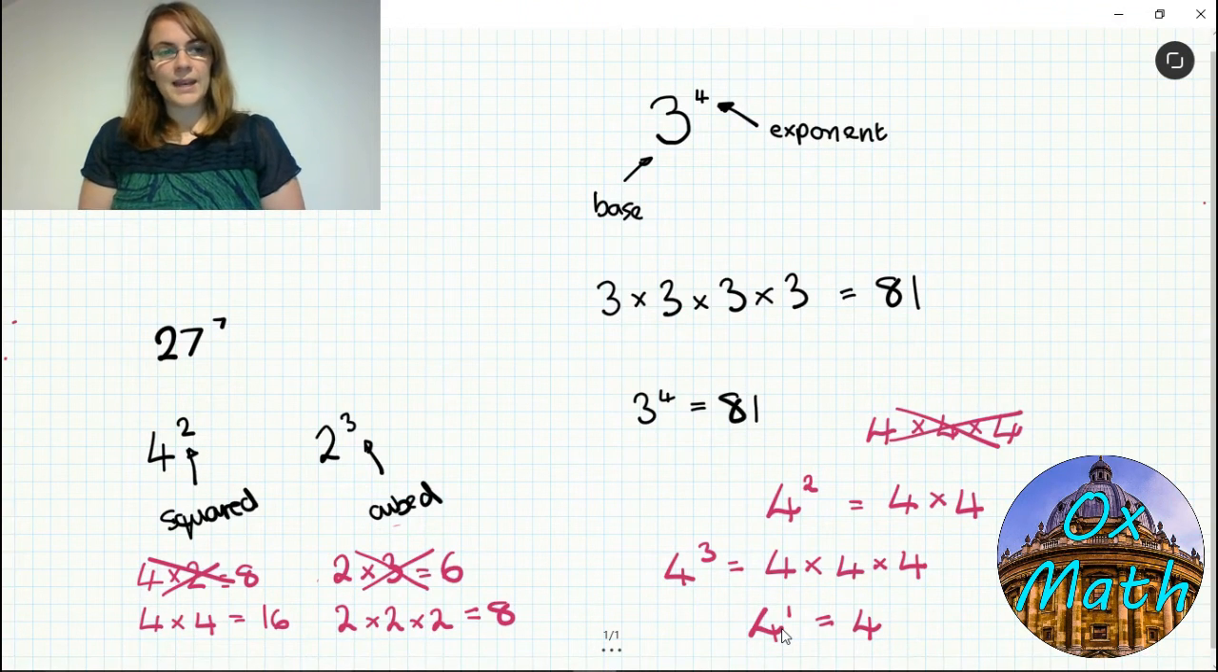So any number that does not have a power effectively has an invisible 1. Any number on its own, if you want to know what the power of that is, there is no power there, the invisible power is 1.